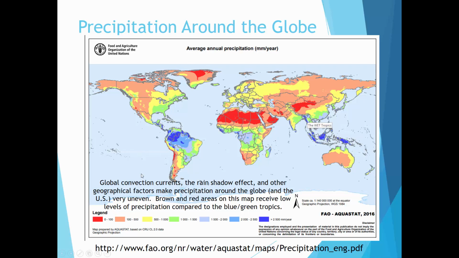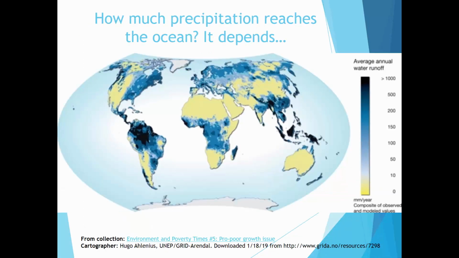So why is this? We've talked about this in previous lessons. There's many factors, but some of them include global convection currents, rain shadow effect, and then other geographical factors that affect how much precipitation different parts of the globe receive. And then, of course, not all of this precipitation gets to the ocean. Some of it is consumed or evaporates.